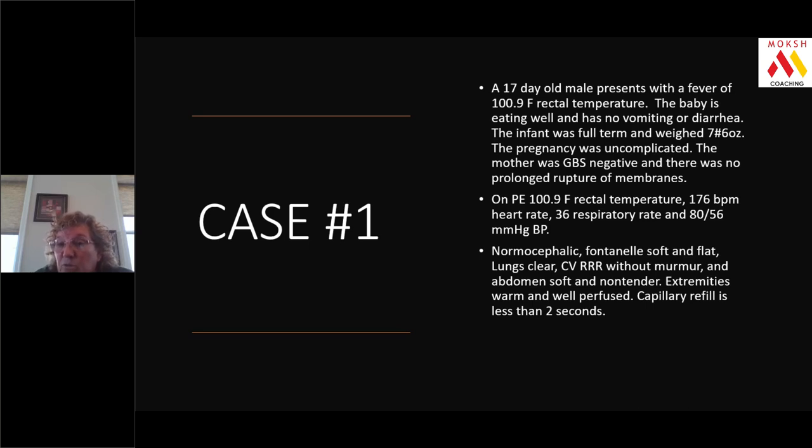On physical exam, we do have a fever, and we've got a heart rate of 176, 36 respiratory rate, and 80/56 blood pressure. Child has a normal looking head. Fontanelle is soft and flat. That's good. Lungs are clear. Cardiovascular, we don't hear any murmurs. The abdomen is soft, non-tender. Cap refill is less than 2 seconds, and the extremities are warm and well perfused.